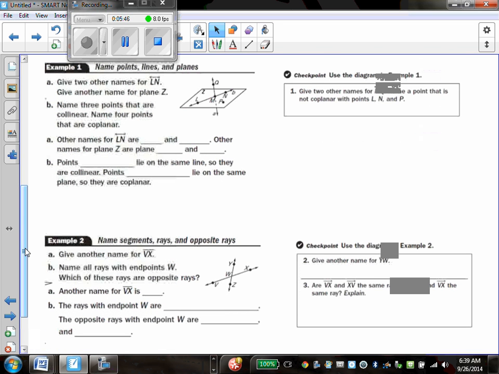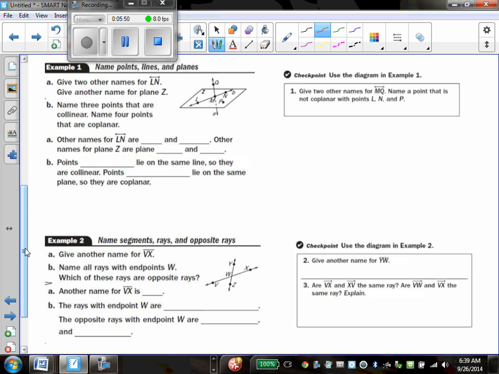All right, so then we have this part down here. 2 other names for LN, line LN. Well, we could easily just switch the letters, and we could call that, let me write this down here, we could call that NL with those symbols, but we could also call it line b, that lowercase b that's there.